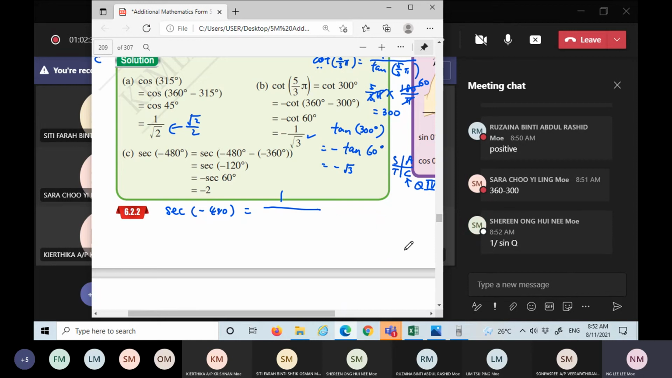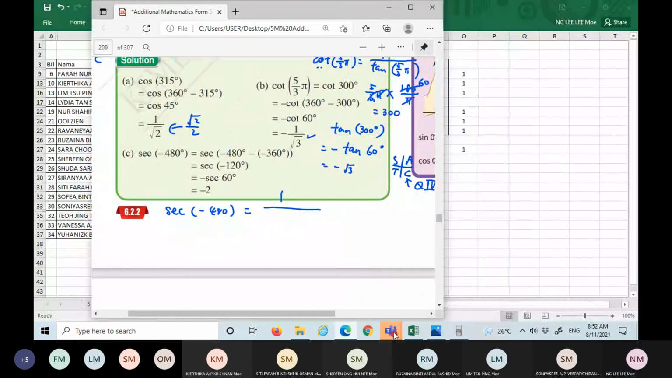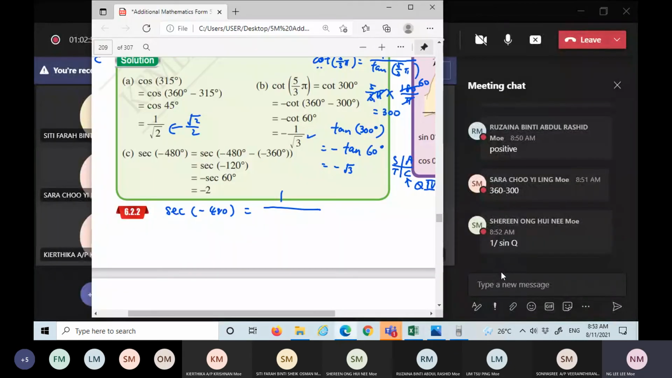Shalene? One over sine? Wrong. Okay, so the next girl. Second as reciprocal of what? One over what? Not one over sine.